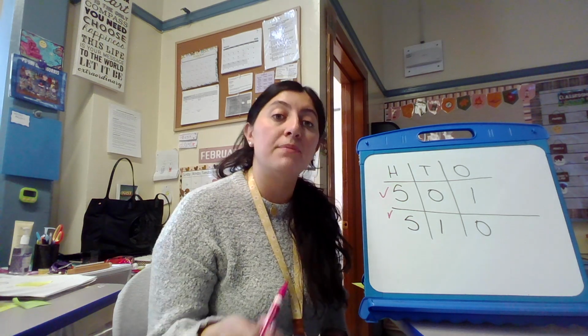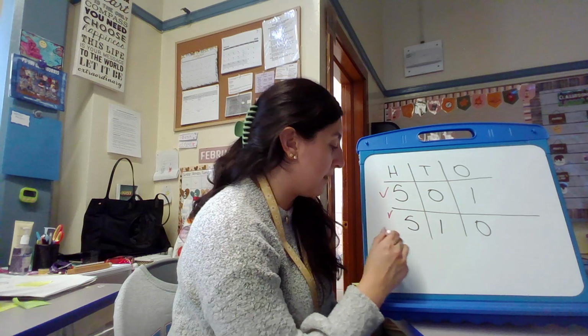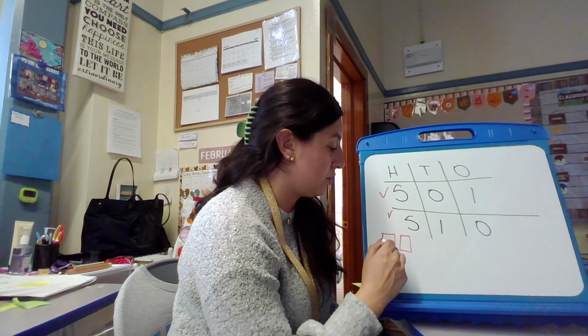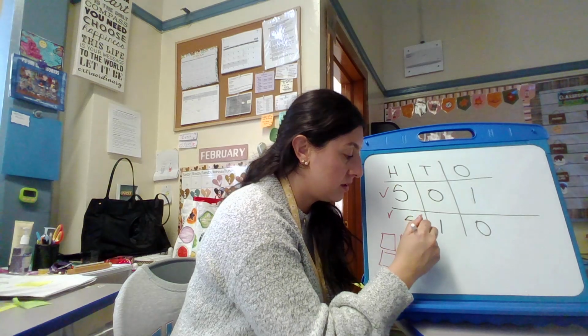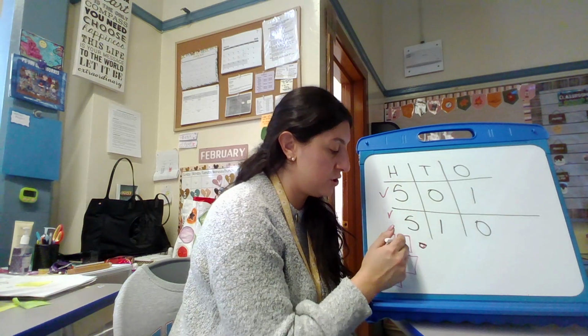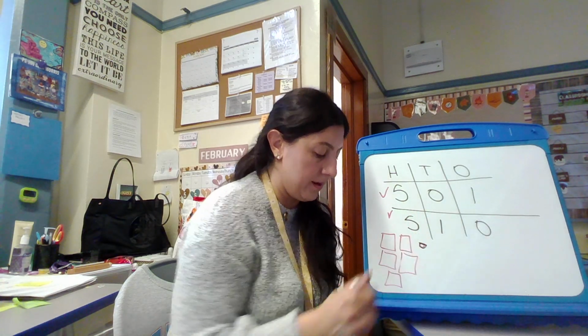But what I'm going to do is draw a picture. I'm going to draw 1, 2, 3, 4, 500 flats. And I'm going to draw 1 ones. This shows me 1, 2, 3, 4, 500, 1.